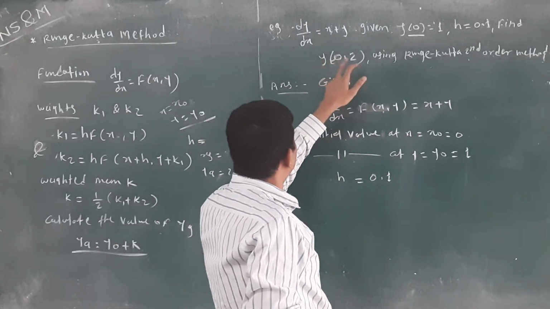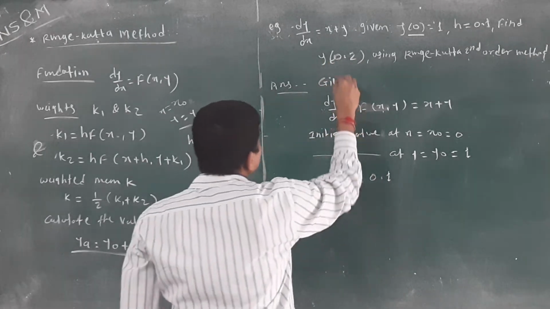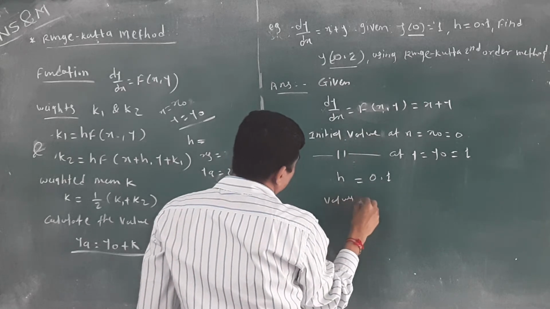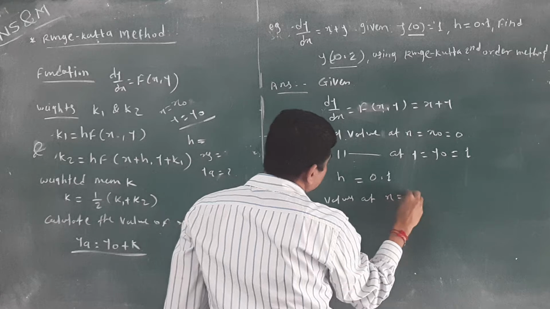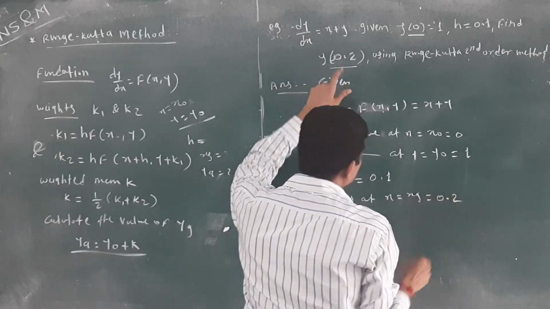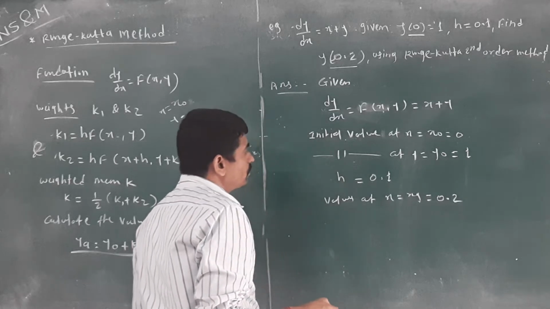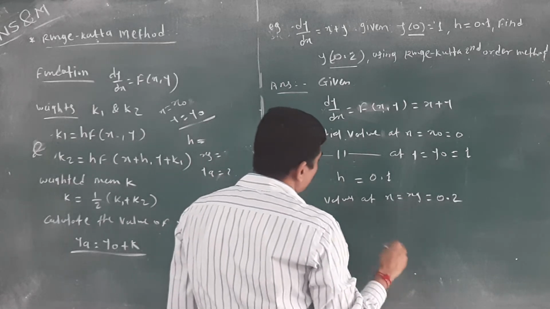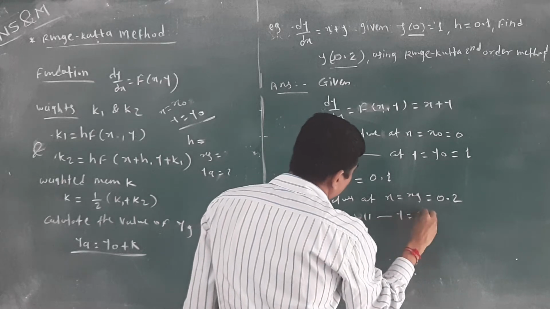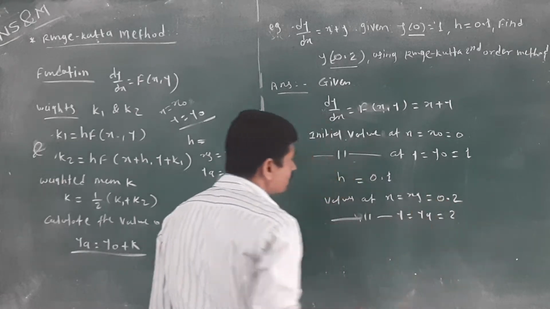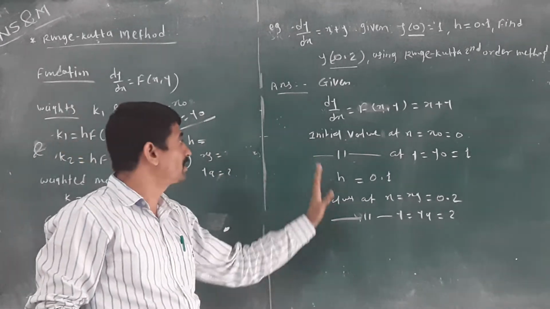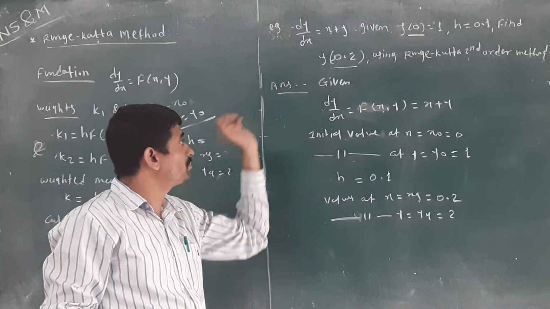Then find y at 0.2. That means the value at x is equal to xg is equal to 0.2, and we want to calculate the value of y. Are all of you getting what is given and how to write the given data with the problem statement?